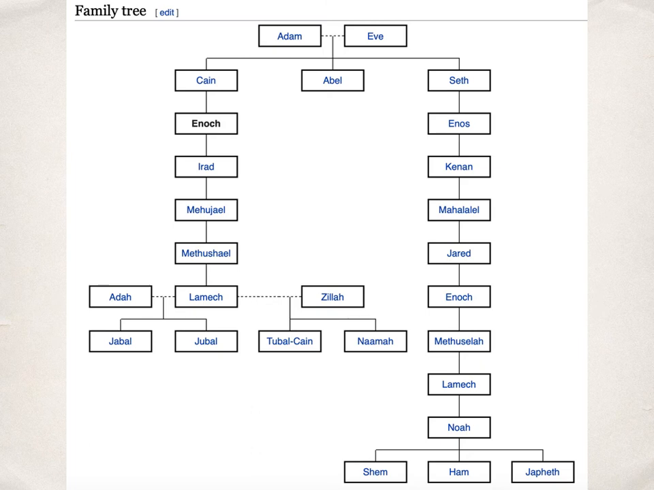If you look at this family tree of Adam and Eve, you notice that they had three kids: Cain, Abel, and Seth. And then the descendants of Cain go all the way to the flood, and then they disappear. Abel couldn't produce offspring because he was murdered by his brother Cain. And then the descendants of Seth, the third son, the youngest one, go beyond the flood.